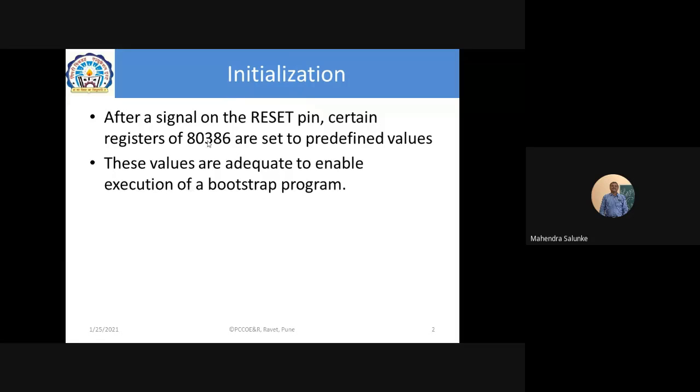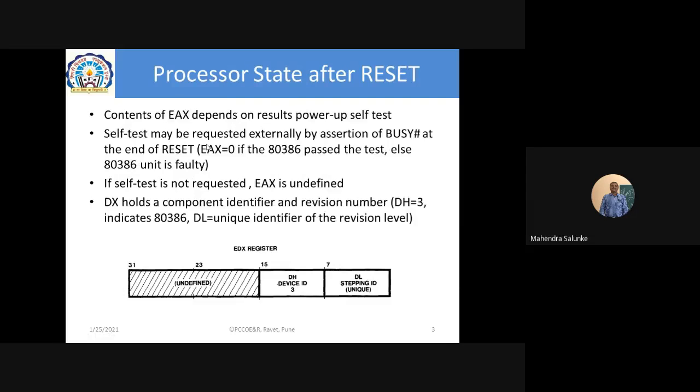Now, after reset, the contents of EAX depend on the result of the power up self test. This power up self test will be initiated by the 80386, and that self test result will be stored in the EAX register. This self test may be requested externally. So how can the user request it?